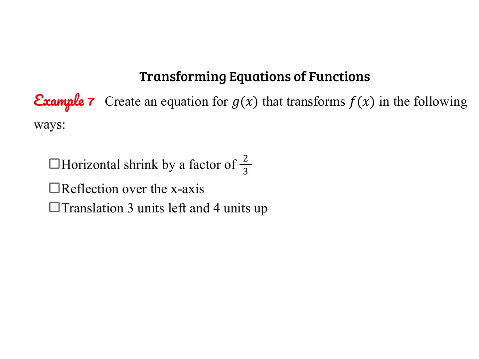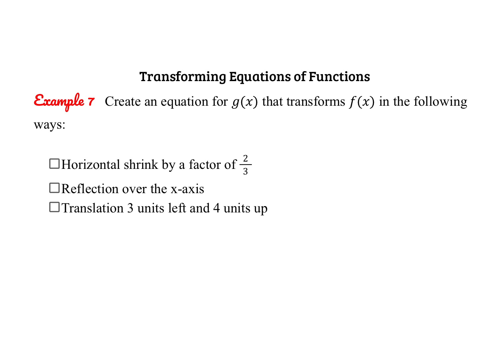All right, and the last thing we're going to do is we're going to practice creating an equation, a new function that transforms a parent function given the transformation. So here we have 3 transformations. We have a horizontal shrink by a factor of 2/3, a reflection over the x-axis, and we have a translation 3 units left, 4 units up.